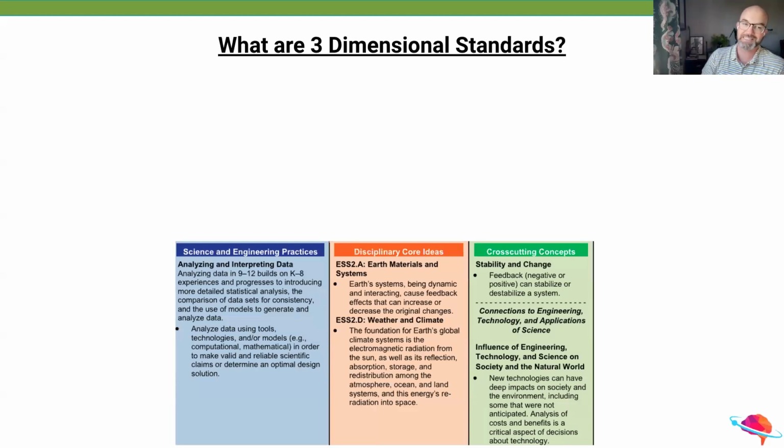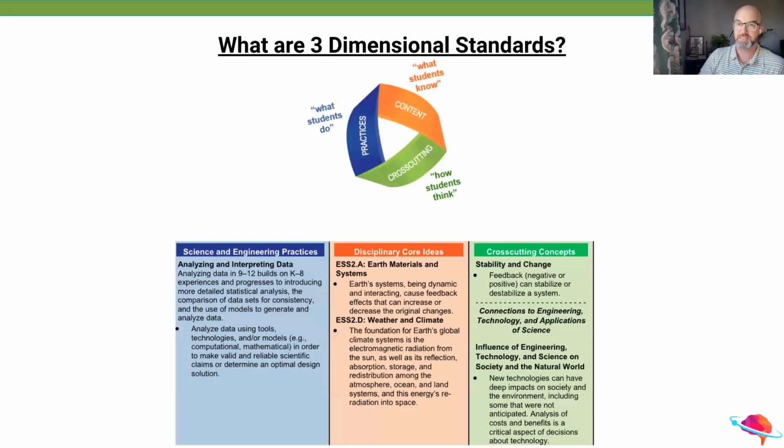It's HS-ESS2-2. And you may see the standards represented in these little ribbons or something. What this is showing is the 3 different dimensions to these standards, and we think of these standards as 3-dimensional. One of the dimensions of the standards is the content or the disciplinary core ideas, or you'll hear those referred to as DCIs. This is what students know. So students know that there are convection currents and they drive plate motions.